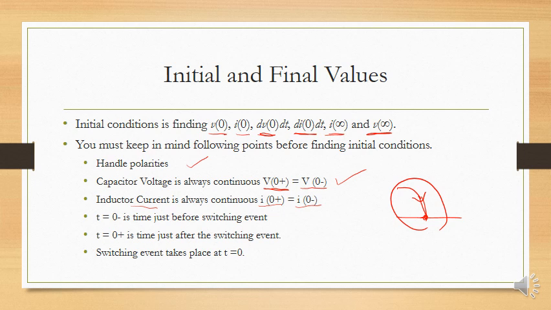Similarly, 0 positive is the time just after the switching event occurs. If you say t greater than 0, or 0 positive, it means that after this connection, after connecting the switch, if the switch was open, you have connected it. Mostly the switching event takes place at t equal to 0, but the condition may be reversed.